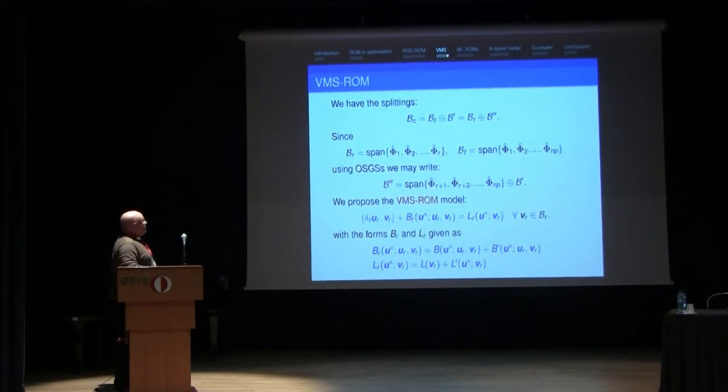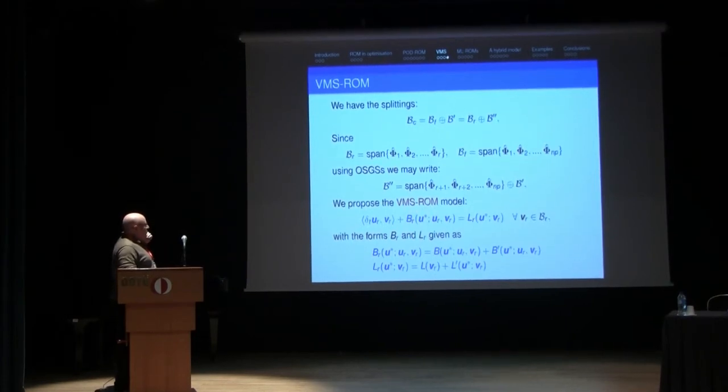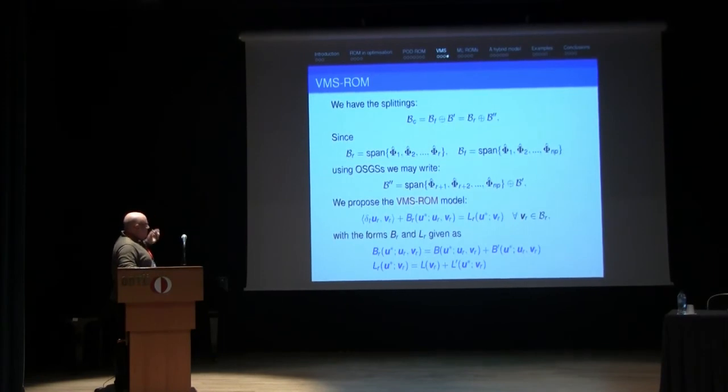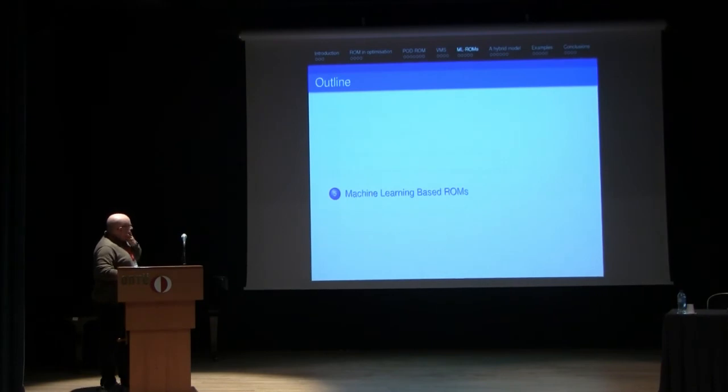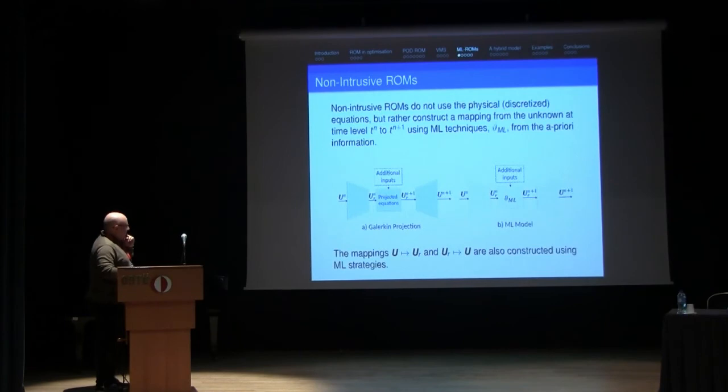And now the idea is, what is our message? The message is that since we have to use a stabilization in the full order model for different reasons, we also need to use stabilization for the reduced order model. And at the end, what we do is exactly the same for the reduced order model as we did for the full order model. Okay, let's move now to machine learning in reduced order model.